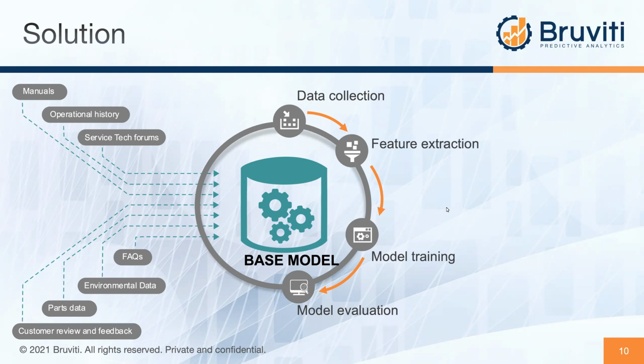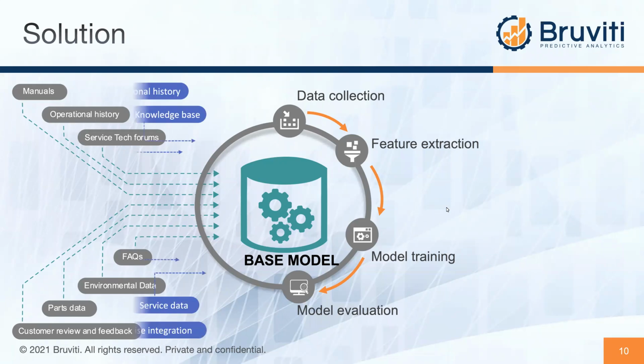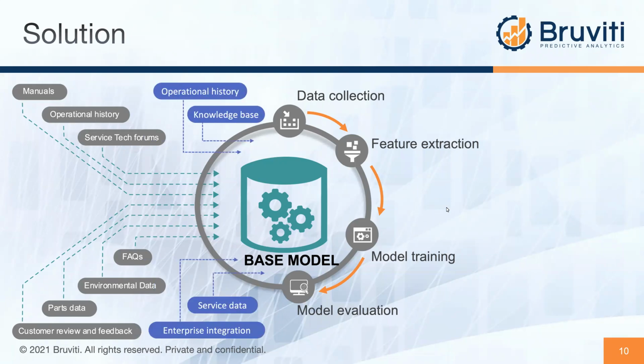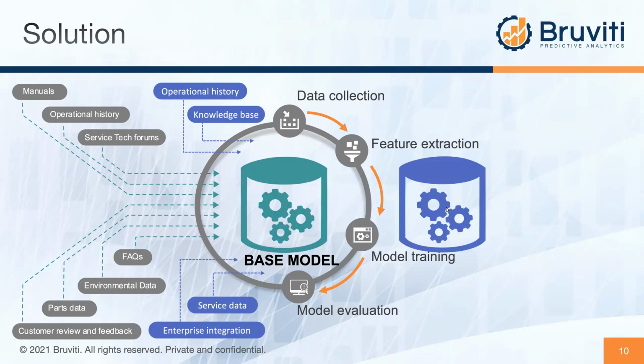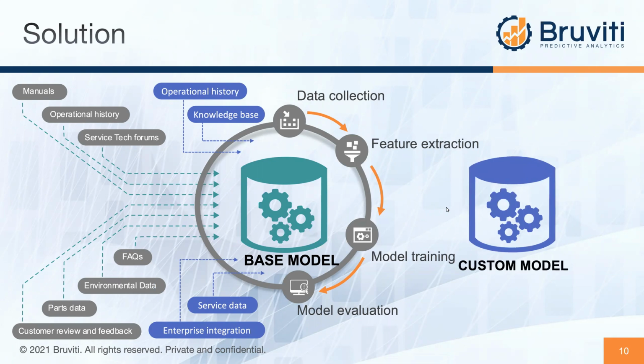So on model building, we first create a base model with data from manuals, tech forums, facts. For example, we would have a base model for a dishwasher. We further train a customer model with particular vendor appliance specific information, such as knowledge data and service records, that lead to the creation of a custom model.